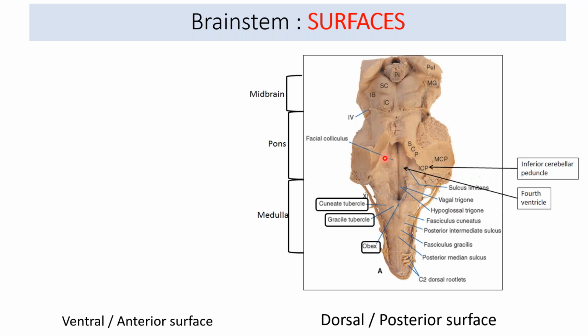So this is the dorsal view of the pons. You can appreciate two swellings on both sides. This is a very important landmark. These are known as the facial colliculus. Now we'll learn what is lying underneath this facial colliculus.